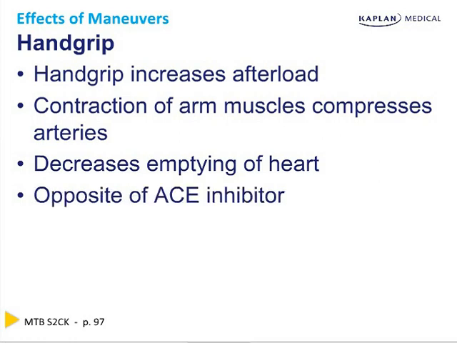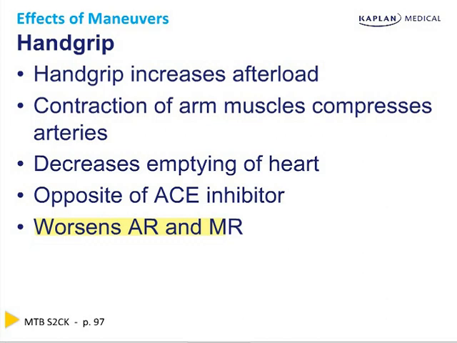It is the opposite of an ACE inhibitor. Since aortic regurg and mitral regurg get treated with an ACE inhibitor, hand grip will worsen them because it prevents blood from getting out of the heart. It pushes the blood backwards. It makes it worse. The maneuvers follow the treatment. The treatment follows the maneuvers.